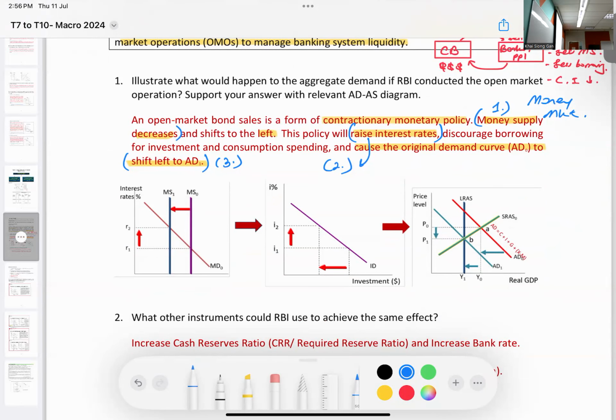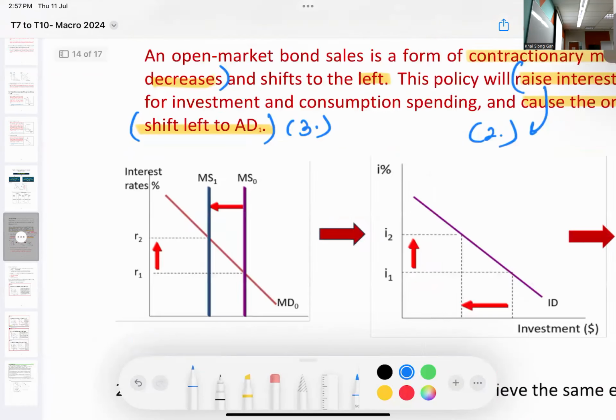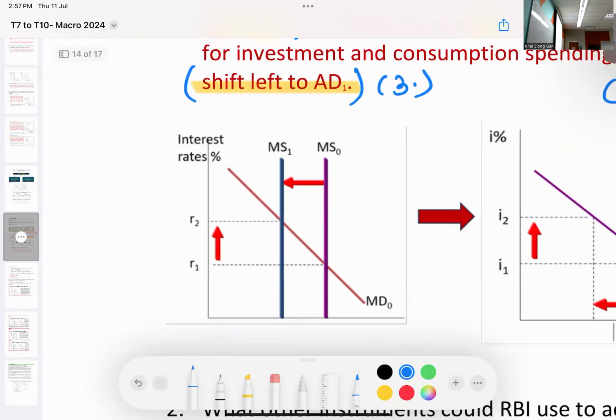Usually we assume that the country starts from an inflationary gap. Why? Because they use contractionary policy, which means the country is currently having inflation. People spend like crazy, so we want to slow down. So we assume they start with an inflationary gap. Anyway, we draw the money market first, like we drew just now. The money supply curve shifts leftwards. This is the first step.